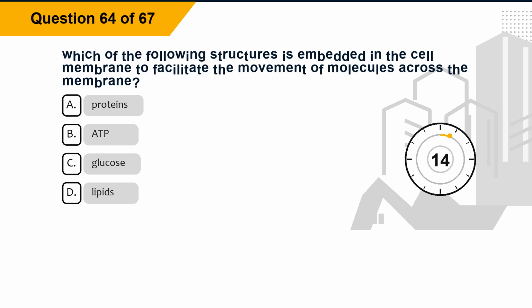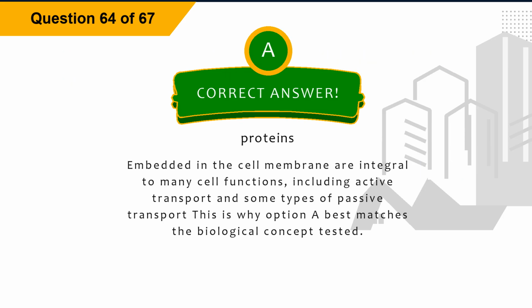Question 64. Which of the following structures is embedded in the cell membrane to facilitate the movement of molecules across the membrane? Option A, proteins. Option B, ATP. Option C, glucose. Option D, lipids. The correct answer is option A, proteins. Explanation. Proteins embedded in the cell membrane are integral to many cell functions, including active transport and some types of passive transport. This is why option A best matches the biological concept tested.